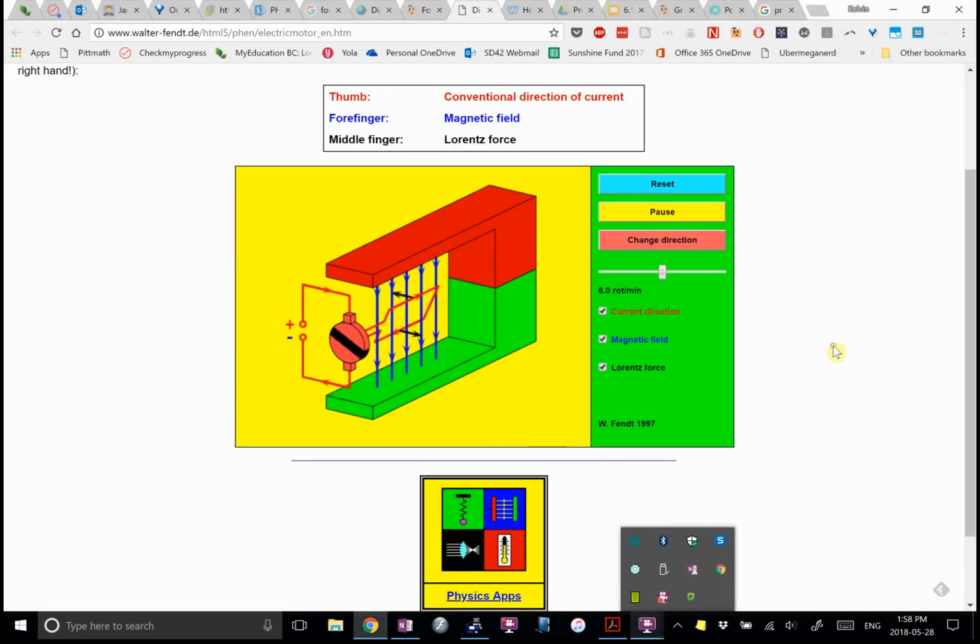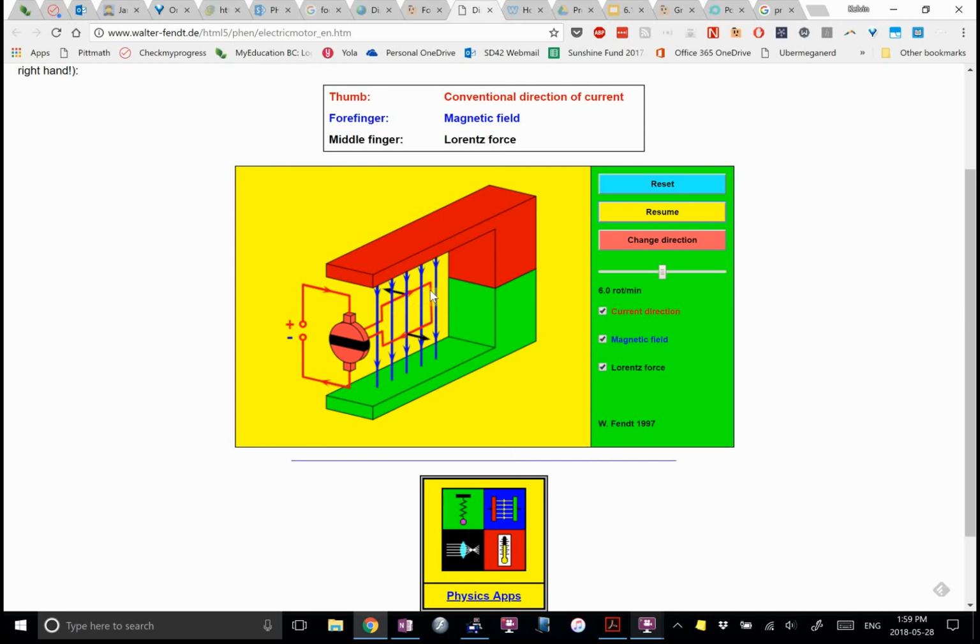So here's an animation. Unfortunately, I can't make it any larger, but if I just hit pause, the current is flowing this way, and that way. Magnetic field lines are pointing down. So if I resume, pause. Right here, the current is flowing sort of up and to the right. So all of you, if you want to point your thumbs up and to the right, please.